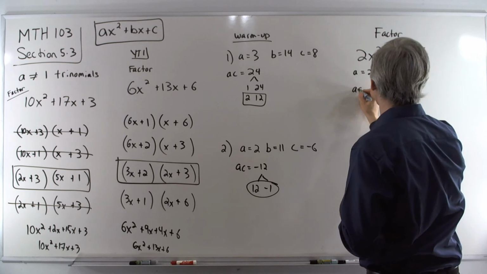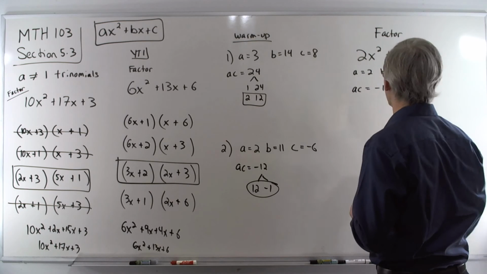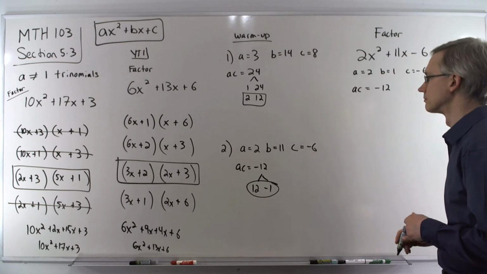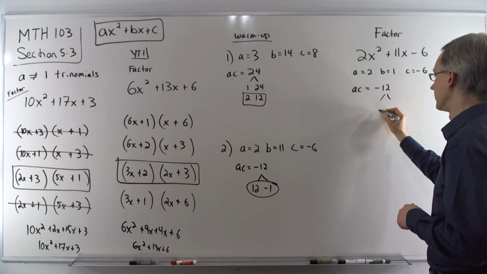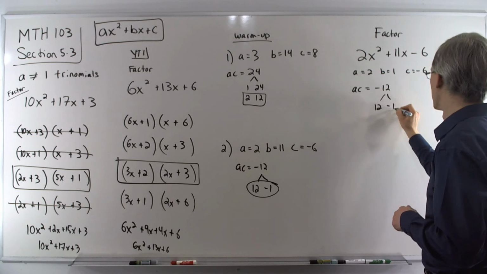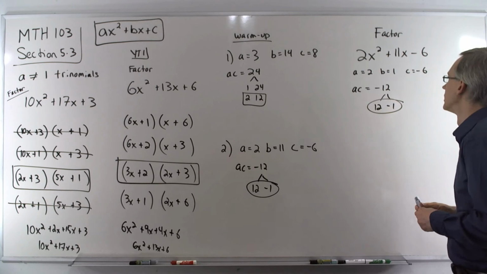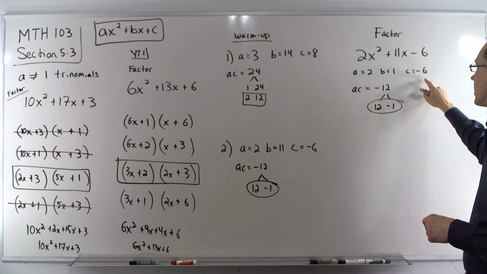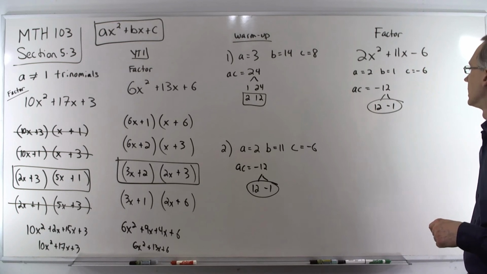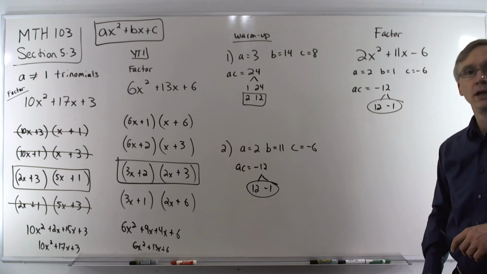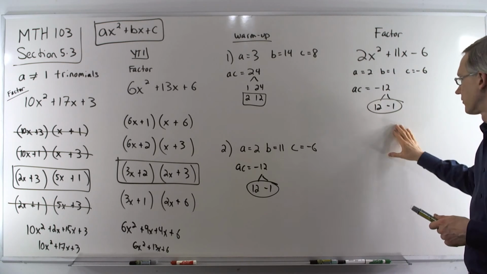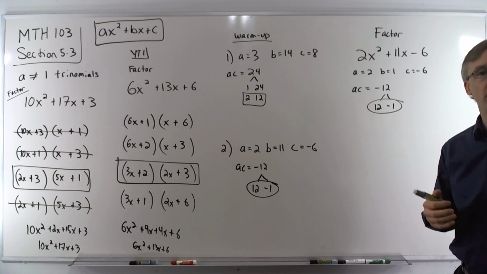Now we'll do just as we did in the warm-up. Find AC. Well, as it turns out, this is warm-up number 2, so we already did that. And we found that we got 12 and negative 1, two numbers that multiply to get the product AC and add to get B, 11. Now we're going to take these two, and the first method I'm going to show you is the more algebraic method.